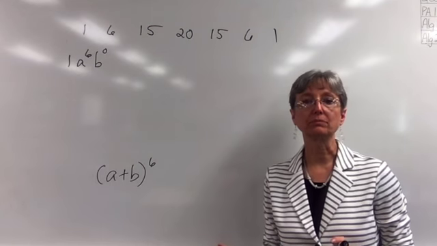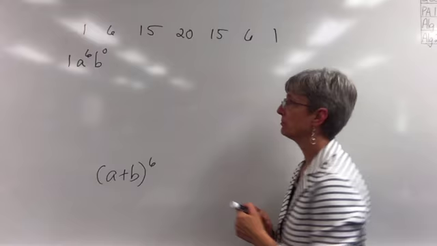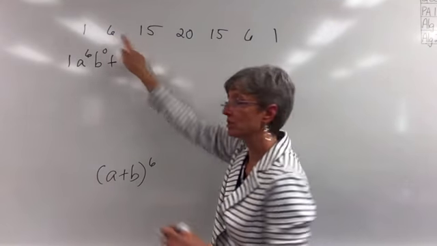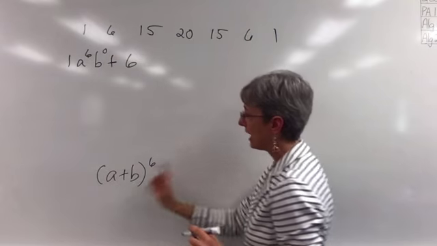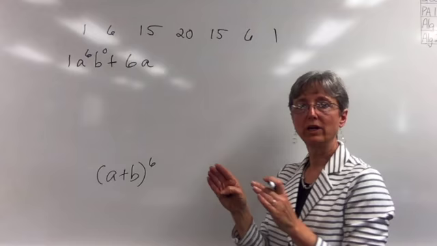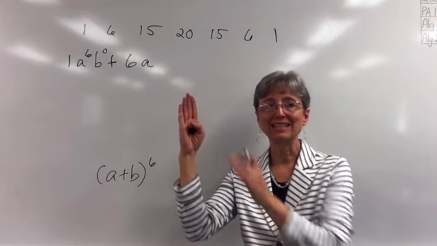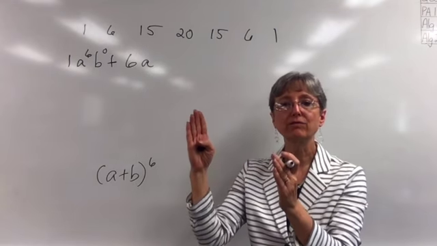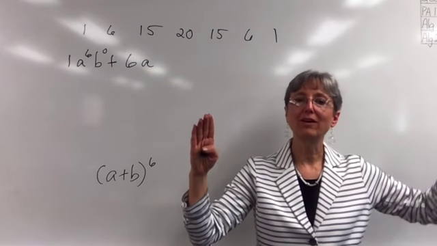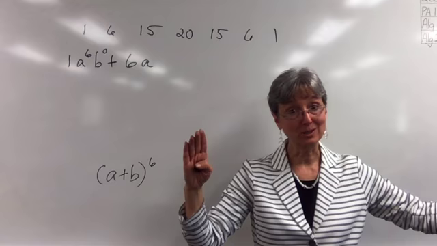That's my first term. Second term, so plus. My second term will have this coefficient of 6. Now my a is going to decrease by 1. So my first term is going to be a to the 6th. My next one's a to the 5th, then a to the 4th, then a to the 3rd, then a squared, then single a, then a to the 0.